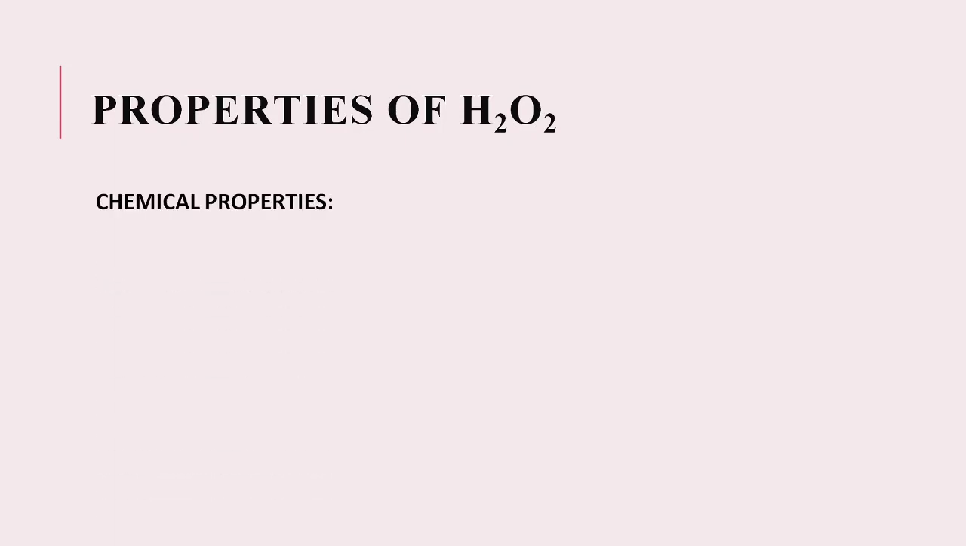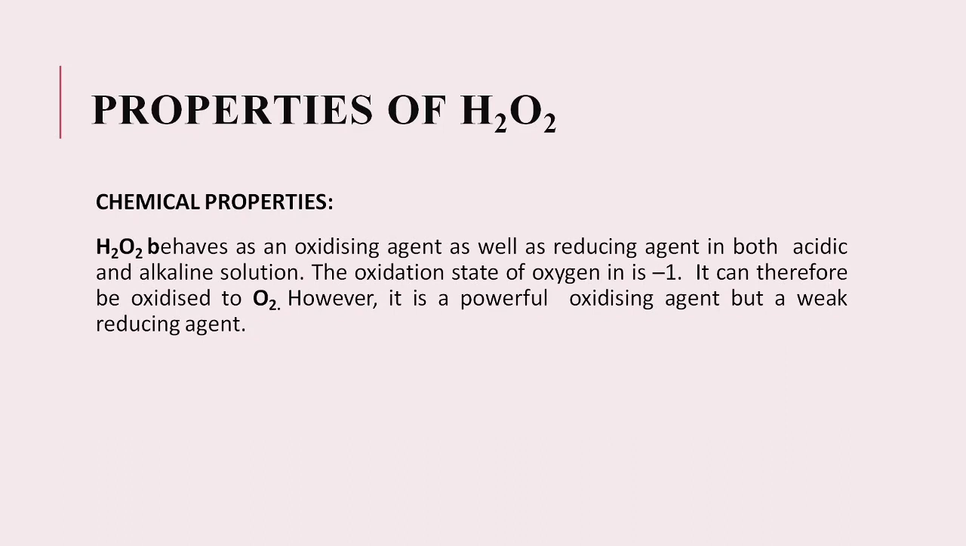Another properties that include are the chemical properties. Now what are the chemical properties? Mainly it behaves as an oxidizing agent. Also it behaves as a reducing agent in both acid and base or alkaline solution. The oxidation state of hydrogen peroxide, I will be telling you how to calculate the oxidation state. Here oxidation state of oxygen in this case is -1. So it is a very powerful oxidizing agent but a weak reducing agent. Means its oxidizing ability is more, means it can remove electrons from others, but also it can donate electrons, but that one is a weaker characteristic.